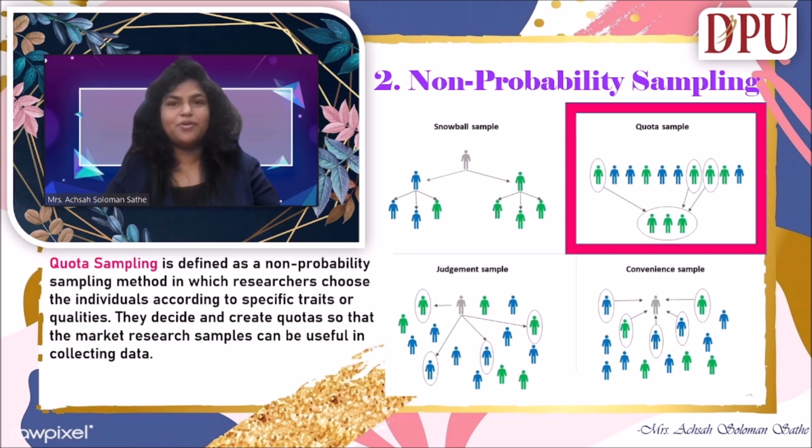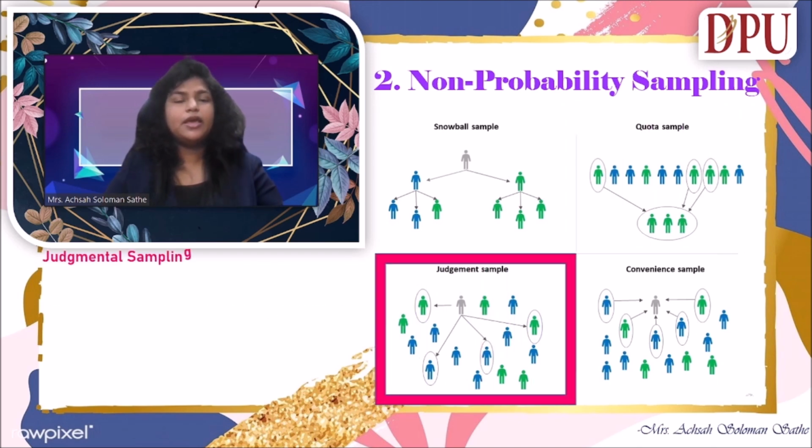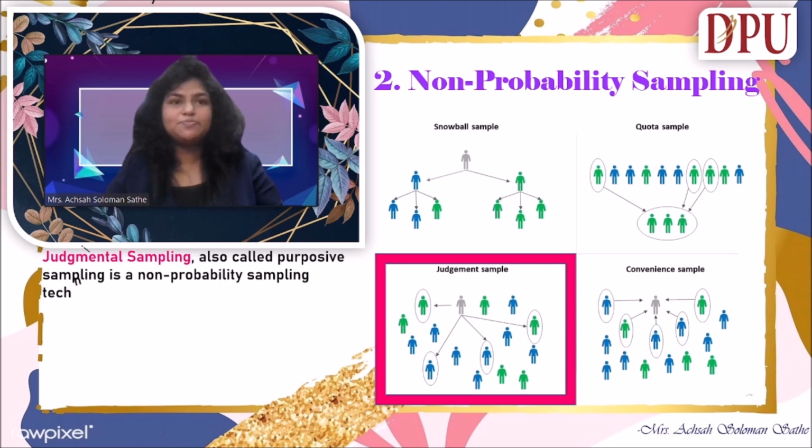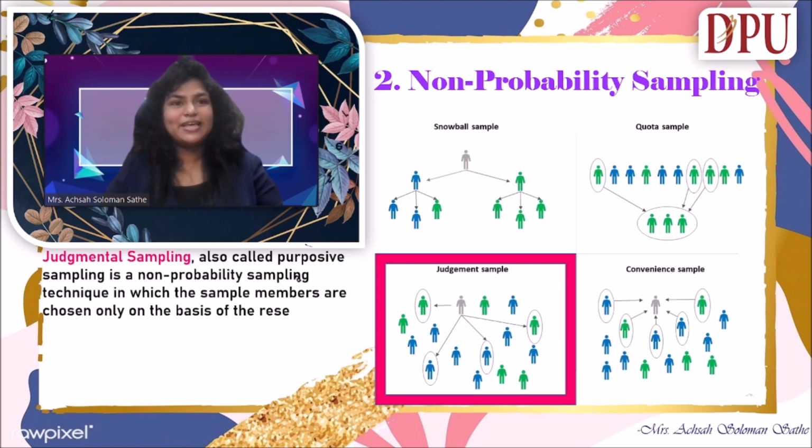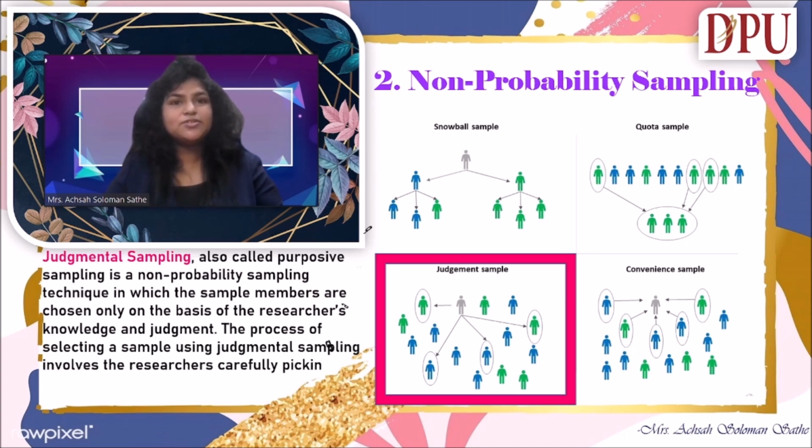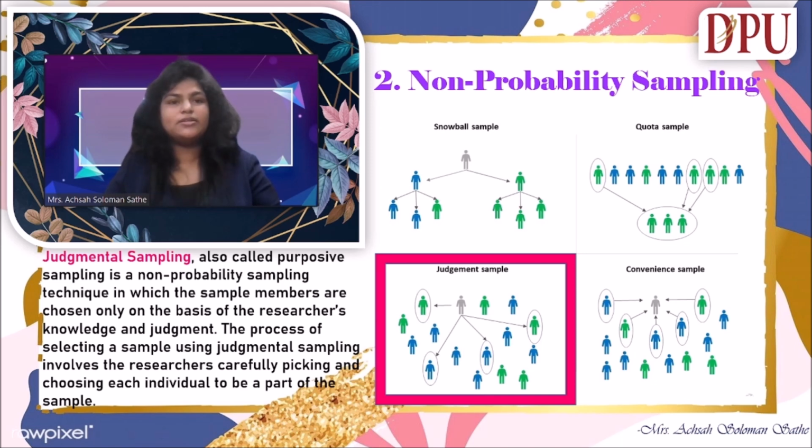Alright, next is your judgment sample. Now, judgmental sampling, also called purposive sampling, is a non-probability sampling technique in which the sample members are chosen only on the basis of the researcher's knowledge and judgment. The process of selecting a sample using judgmental sampling involves the researchers carefully picking and choosing each individual to be a part of the sample. So over here, basically, the researcher knows the population very well, and so the researcher picks out that particular person or candidate to be a part of his sample.